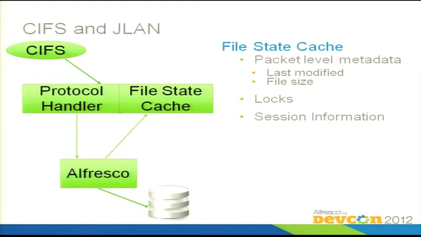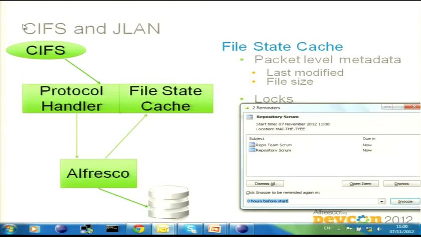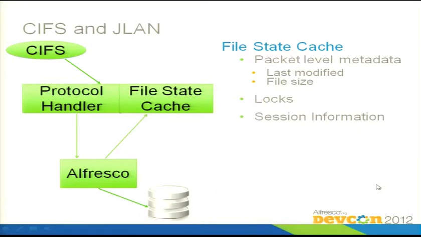The other thing that the JLAN stuff has is locks. I don't particularly want to go into the low-level details of CIFS locks before lunch, because that would definitely put us to sleep. Suffice to say it's a little bit complicated. And the other thing that JLAN has is session information. So are you logged in? Who are you? That sort of stuff. So JLAN gives us this, and then we've got Alfresco on the bottom that we will talk about.